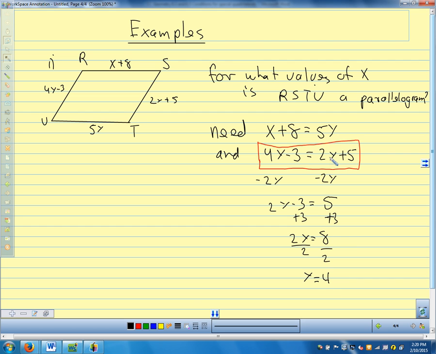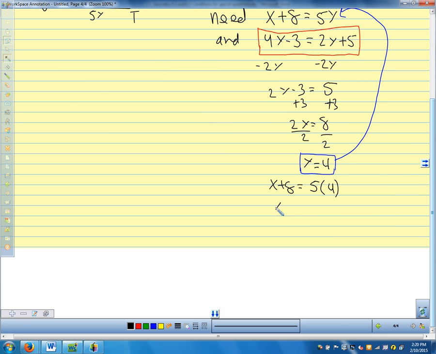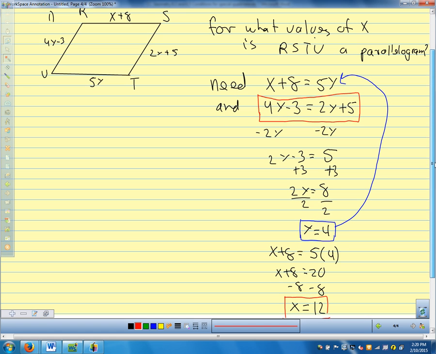And the problem said for what value of x? Well, now I'm going to take that y equals 4, and I'm going to plug it in right there. So when I do that, I get x plus 8 equals 5 times 4. So x plus 8 equals 20. Subtract 8, and x equals 12. And there's our answer. If x equals 12, that's going to make both these opposite sides congruent, and we would have a parallelogram.